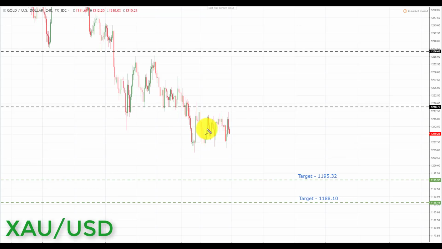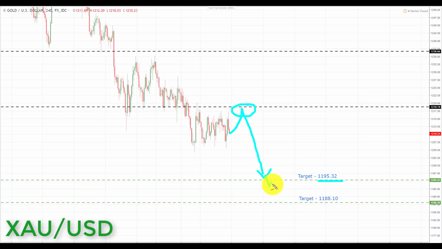Now, in gold, we've been correcting, going sideways, sitting underneath the key area of broken support turning resistance to the 1218.79. Very simply put, if we get a pullback and a retest of the key area of broken support turning resistance to the 1218.79, this is going to be a great place to start to look for bearish formations and patterns. And we're going to be looking next week at initiating shorts in gold down towards the next key area of support to the downside at the 1195.32.